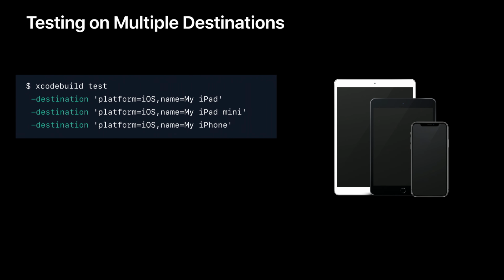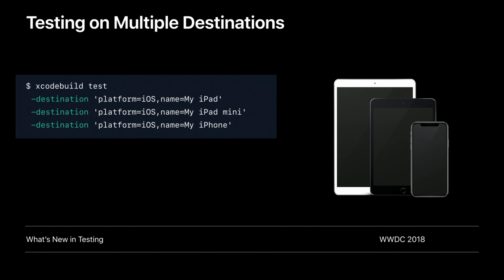Speaking of running tests, Xcode Build supports testing on multiple devices or simulators at the same time. This can give you maximum coverage across a variety of device types and sizes. And this is especially useful for UI tests, since your app's UI likely varies according to size class. If you'd like to learn more about Xcode Build support for multiple destinations, check out the What's New in Testing session from 2018.